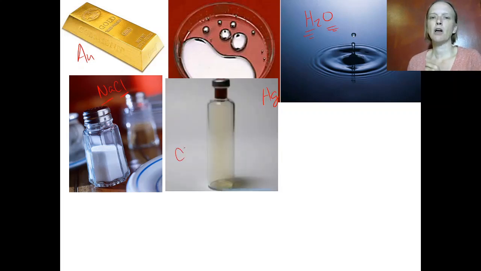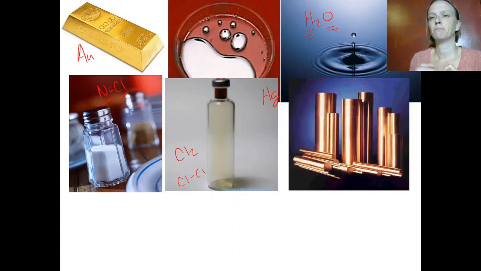Here we have chlorine gas. Chlorine gas is a molecule. You have chlorine bonded to chlorine, but it is just one kind of atom. So we still call it an element because there's just one kind of atom in that molecule. And here we've got copper, again, an element from the periodic table.